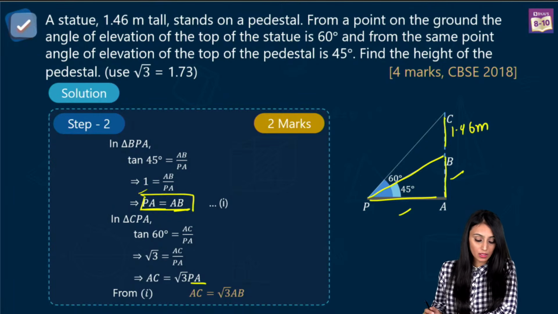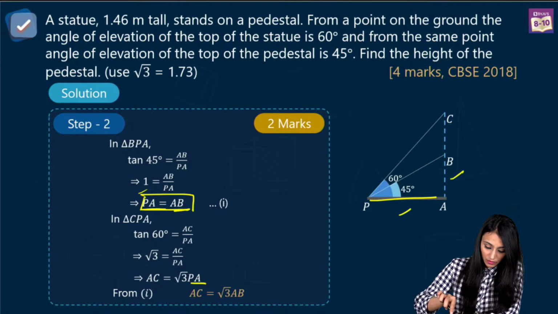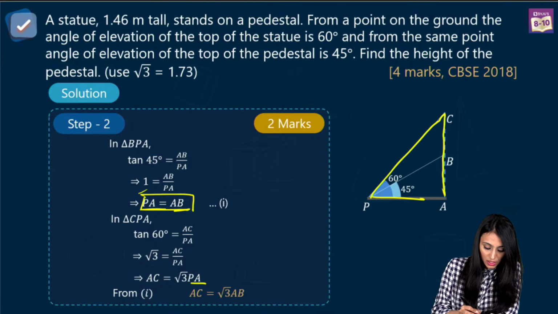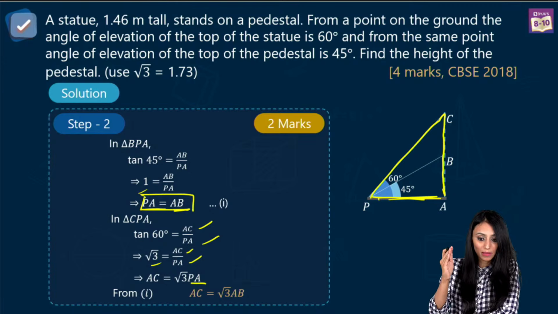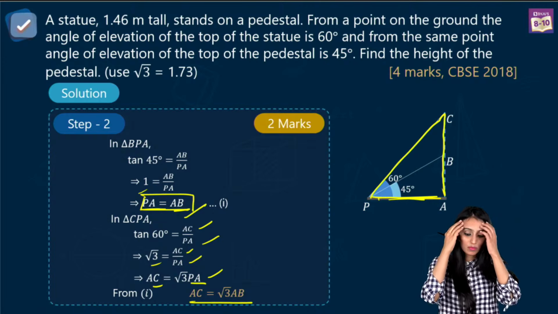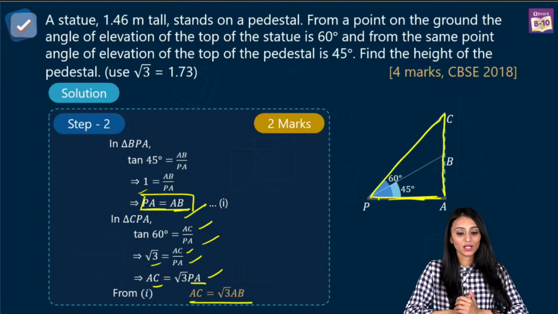Okay. Next is tan 60 degree. When I say tan 60 degree, we are using this bigger triangle. So perpendicular is what? AC. Base is what? AP. What is tan 60 degree? That's root 3, AC by PA. Cross multiply them. That's AC equal to root 3 PA. So PA is equal to AB. I can say that AC is root 3 AB. Right? We have made an equation here.